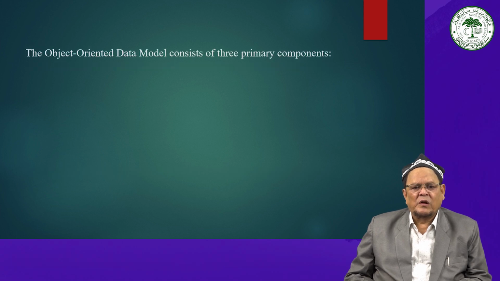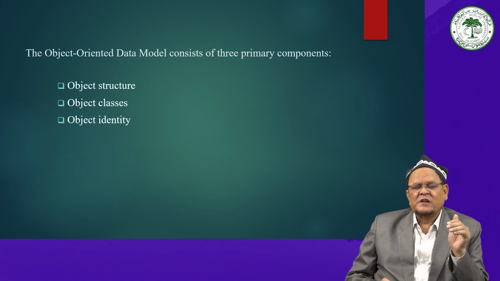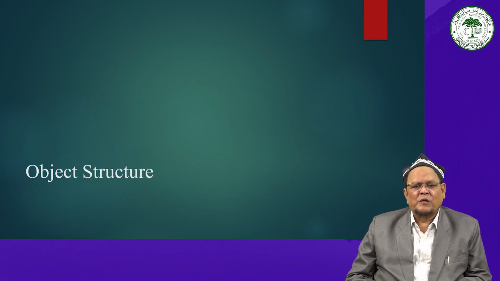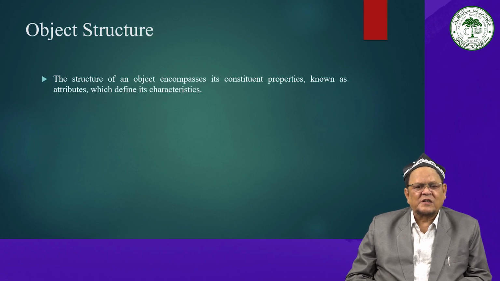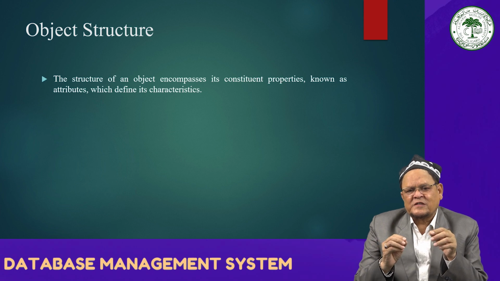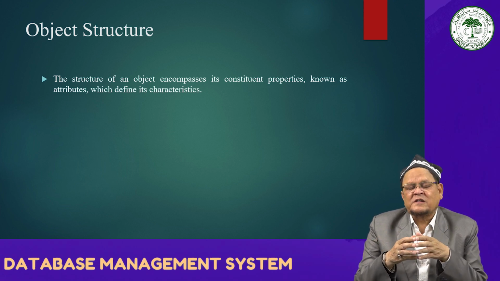Object-oriented data model. The object-oriented data model consists of three primary components. First is object structure, next is object classes, and object identity. We'll discuss one by one. Object structure means the structure of an object encompasses its constituent properties known as attributes, which define its characteristics.